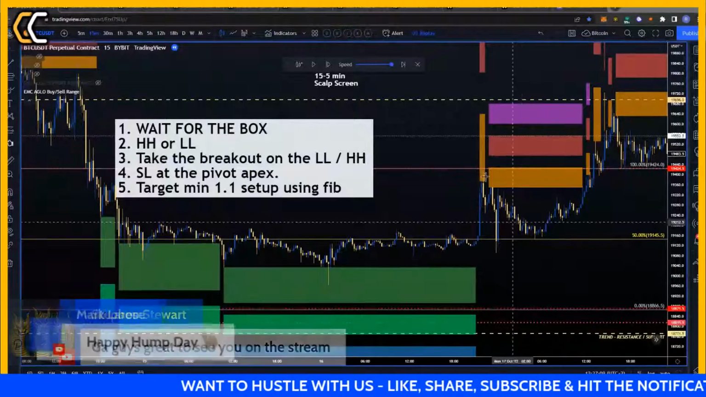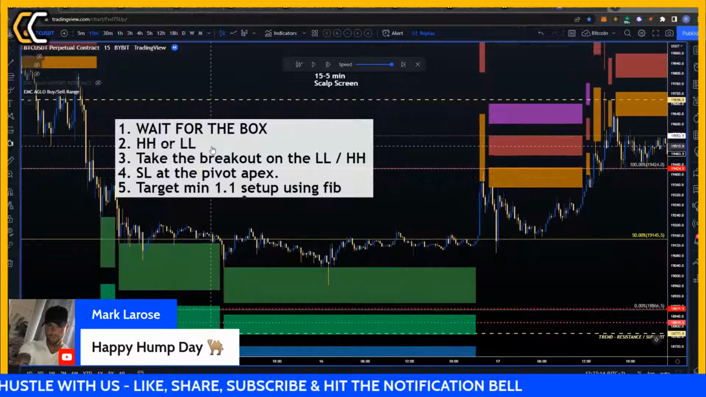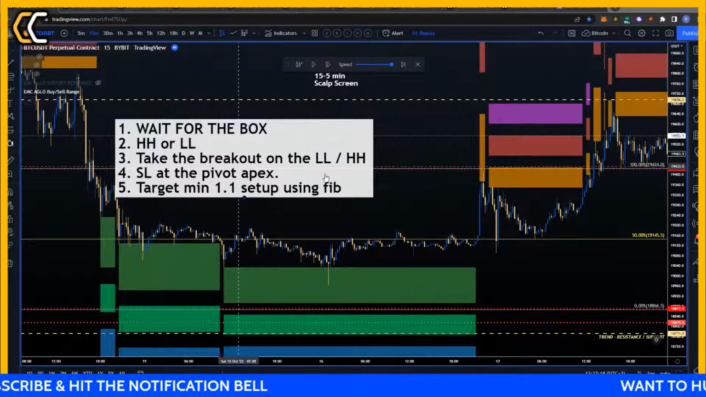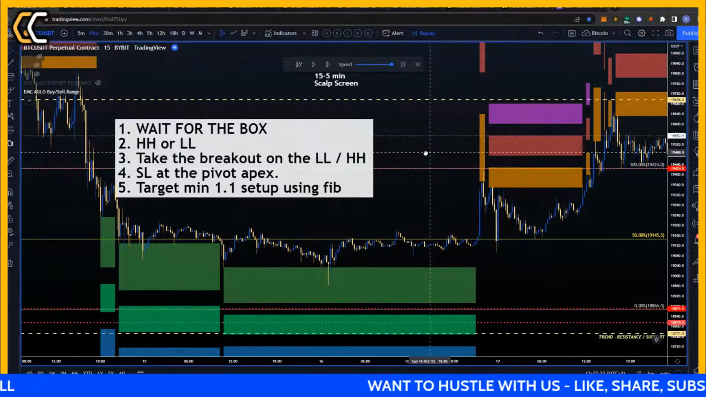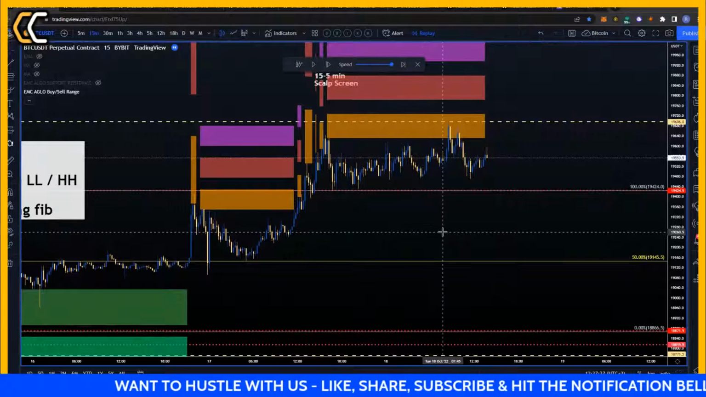Let's have a look at the screen. I'm going to be DJing the candles today. So remember, guys, the rule is wait for the box, look for a higher high or a higher low, take the breakout, stop at the pivot apex, and then target a one-to-one setup. Now it's simple enough, but let's have a look at this, and we'll dive into that a little bit further with greater detail as well.